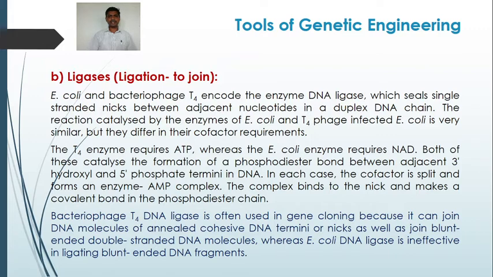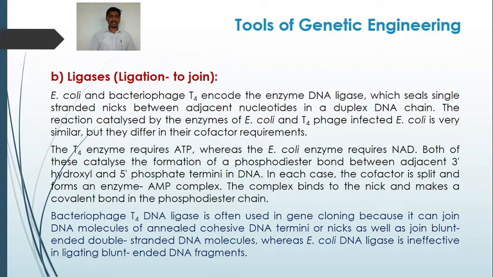So DNA ligases from E. coli and bacteriophage T4 perform a similar function, that is, they catalyze the joining of adjacent nucleotides in the DNA double helix, but they differ in their cofactor requirements. The T4 enzyme requires ATP, whereas the E. coli enzyme requires NAD. So this is the cofactor requirement for these different types of DNA ligase.